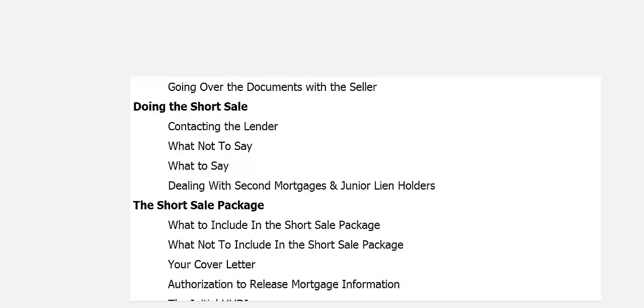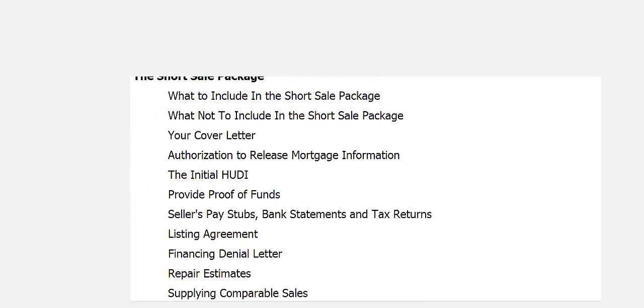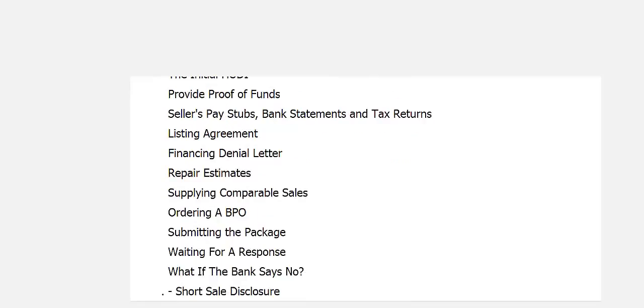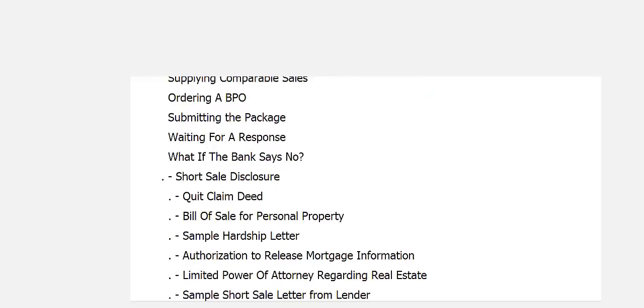What does that look like? Authorization to release mortgage information. The initial HUD-1. Provide proof of funds. Seller's pay stubs, bank statements, and tax returns. Listing agreement. Financing denial letter. Repair estimates. Supplying comparable sales. Ordering a BPO. Submitting the package. Waiting for a response. What if the bank says no?